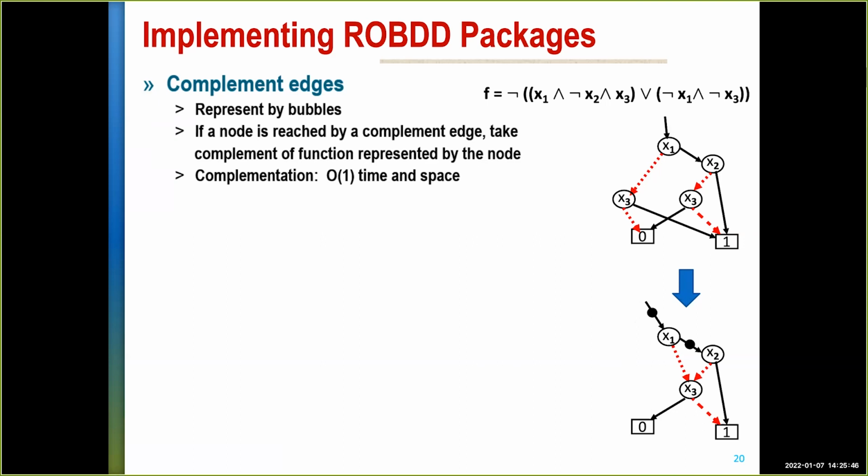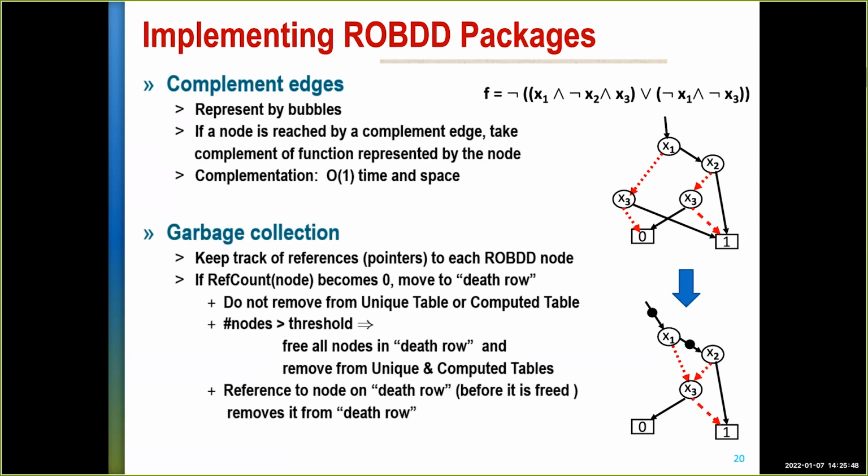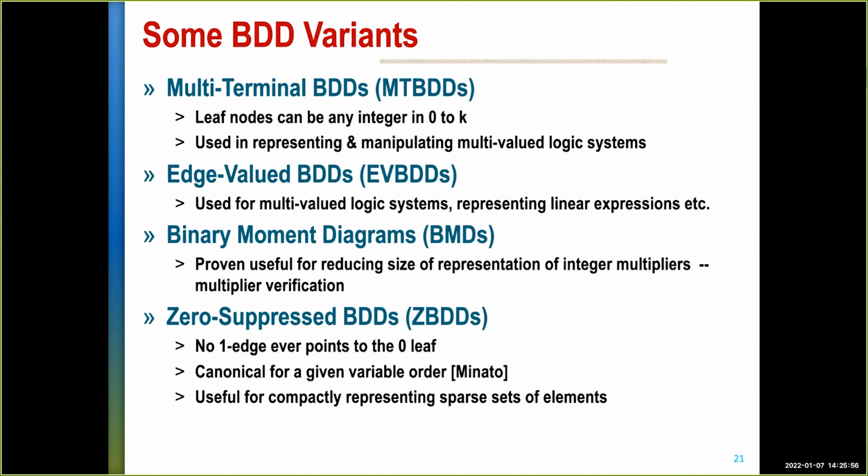And then they have garbage collection, to make sure that the memory management happens properly. So it's a very sophisticated package. And then there are things called multi-terminal BDDs, edge-valued BDDs, binary moment diagrams. This was particularly invented to take care of multiplication, and of course, it's useful for other purposes also. As I said, the middle bit of the product, no matter what BDD or what variable ordering you use, is exponential if you construct a BDD, but here it can be made linear size.